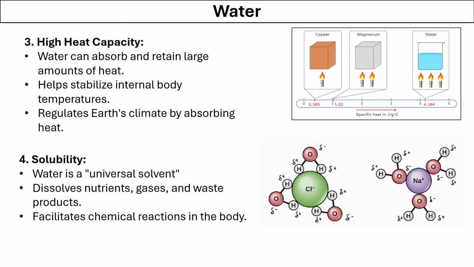Water has high heat capacity. It can absorb and retain a large amount of heat in itself. Therefore, it actually acts as a temperature buffer in our body. It helps in regulating the temperature of our body. For example, when we are hot, it helps in cooling down, and when we are cold, it stabilizes or warms the internal temperature of our body, so that chemical reactions or biological reactions still go on unperturbed inside our body.